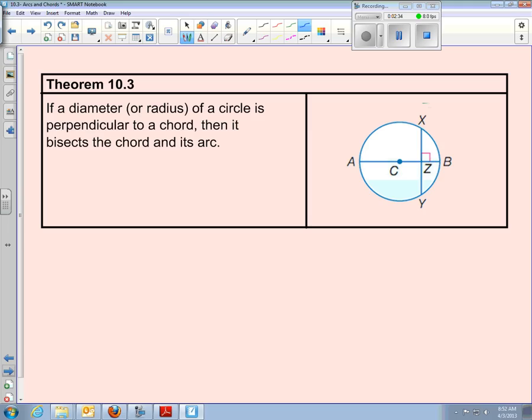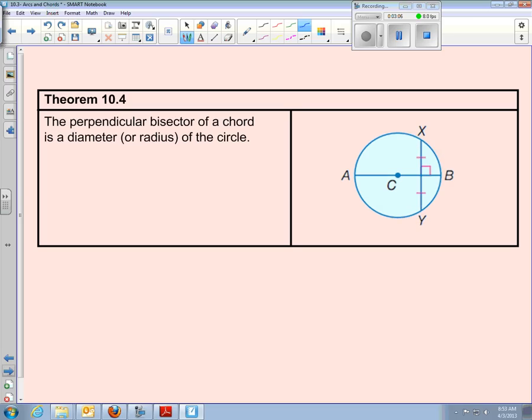All right, next theorem. If a diameter or a radius of a circle is perpendicular to the chord, then it bisects the chord and the arc. So what we're looking for here is that 90-degree marking right there, because that's telling us that our diameter and that radius are bisecting the arc and the chord. That doesn't mean that the chord is congruent to the arc. It means the two parts of the arc are congruent and the two parts of the chord are congruent.